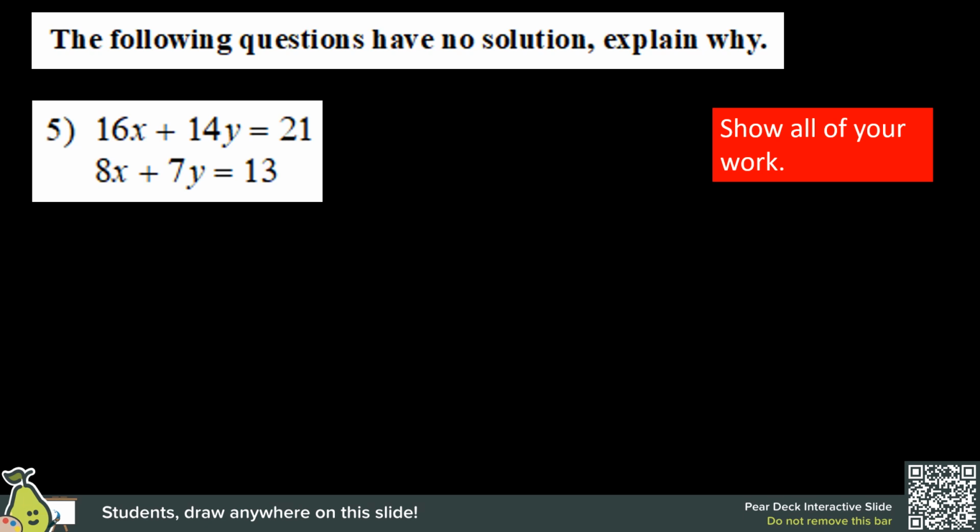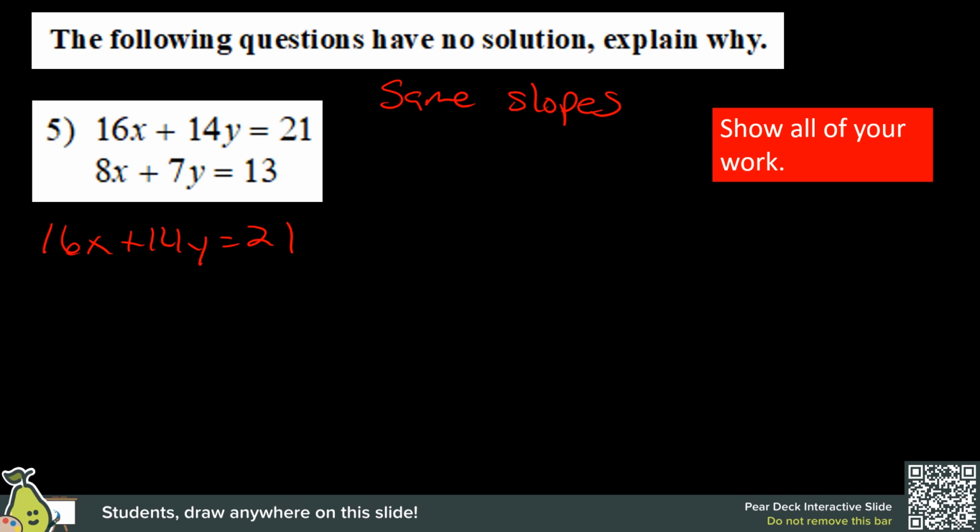Okay, the following questions have no solution. Explain why. Okay, this is interesting. When we have no solution, that means that the slopes have to be the same. Same slopes. So we need to prove that the slope is the same. Okay. To do that, we'll take that first equation. We'll say 16x plus 14y equals 21. And we're going to write this in y-intercept form, or slope-intercept form.